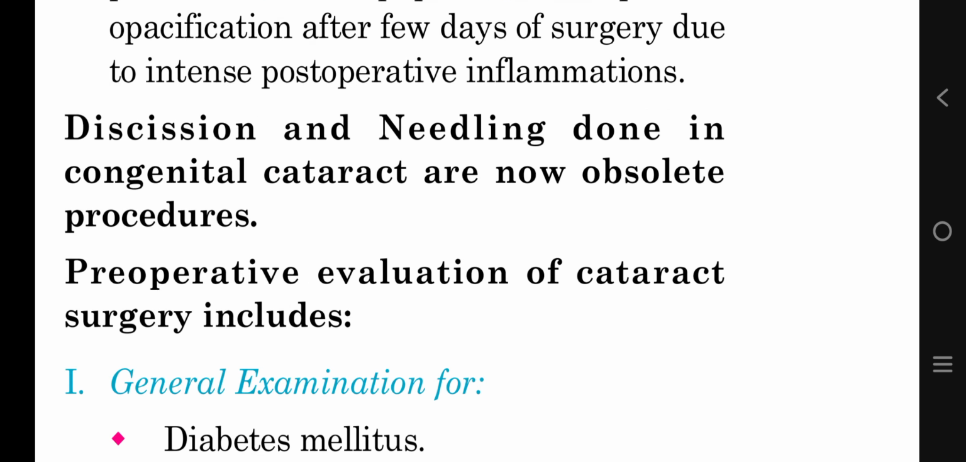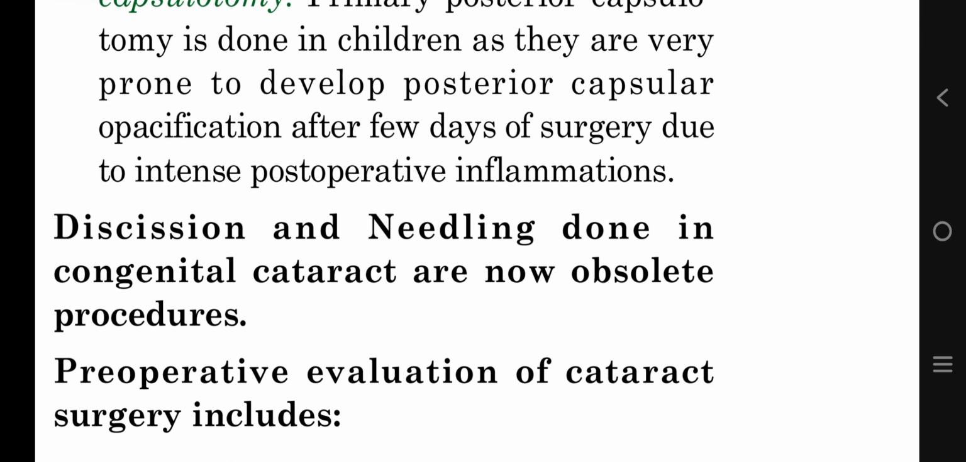Discission and needling done in congenital cataract are now obsolete procedures. So in the next video, we will see what preoperative measures we take before performing a cataract surgery.